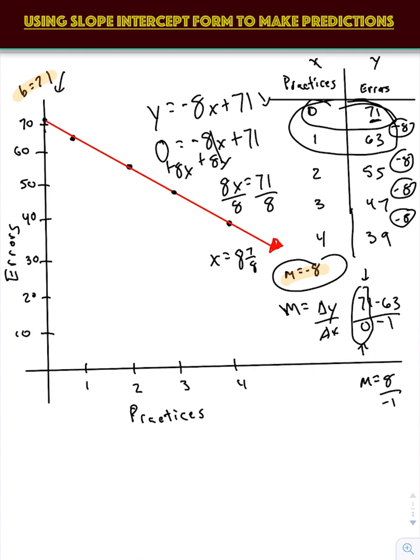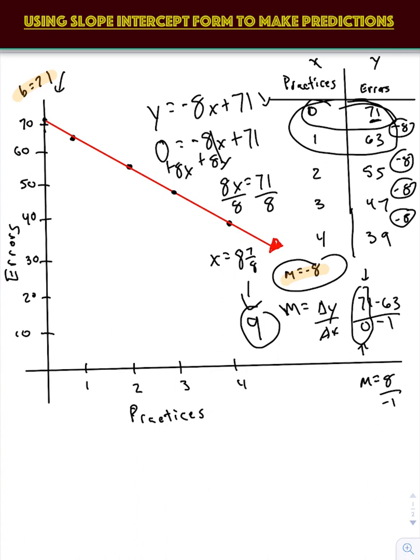Now, I intentionally chose one that wouldn't divide in evenly so that we would have to think about the context, because that is most often going to be the case, that it doesn't go in exactly perfectly. And when we think about this, if we practice 8 times, we're still going to have a few errors. We're going to have 7 errors. We're going to have a remainder of 7. But if I practice 9 times, then I will not have any errors. So the answer to my problem would be I would need to practice 9 times.